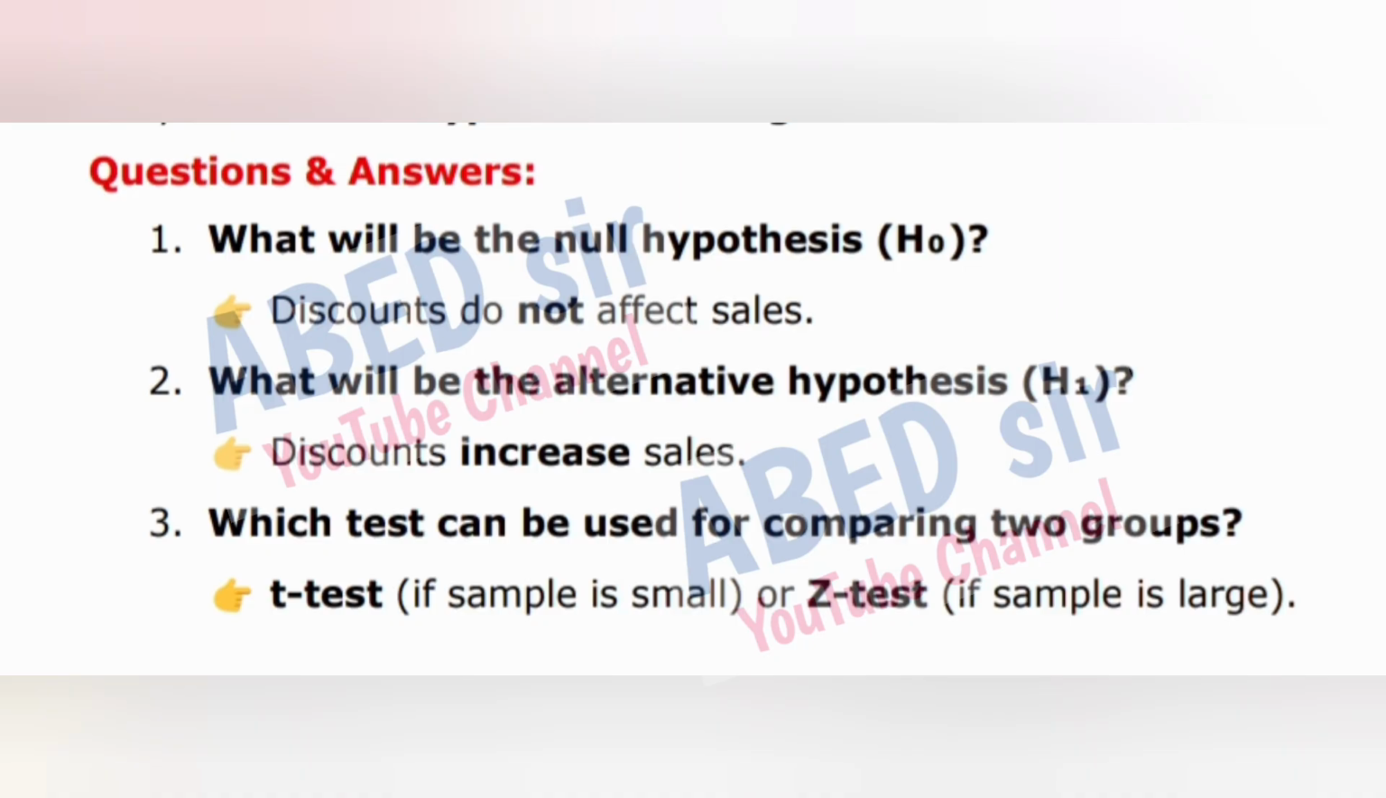H0: Discounts do not affect sales. 2. What will be the alternative hypothesis? H1: Discounts increase sales. 3. Which test can be used for comparing two groups? T-test if the sample is small, or Z-test if the sample is large.